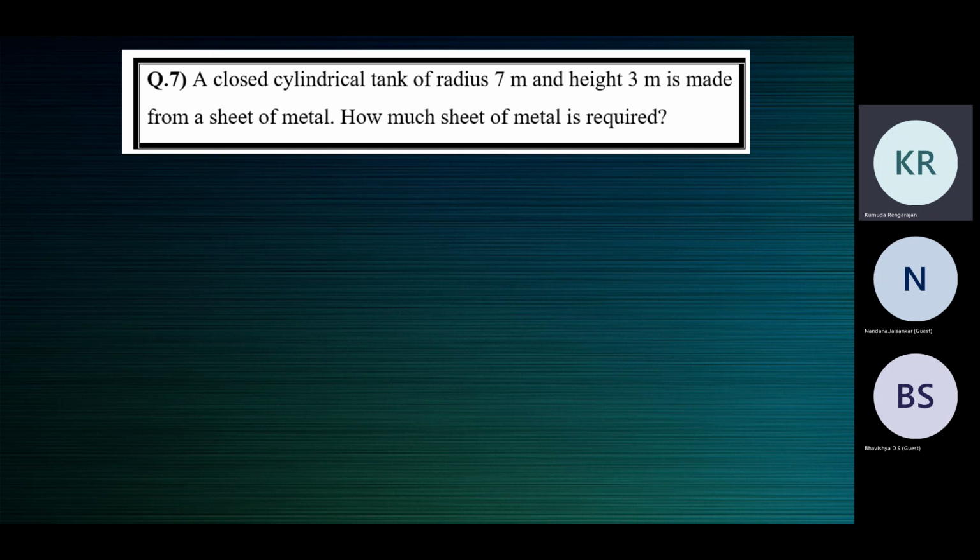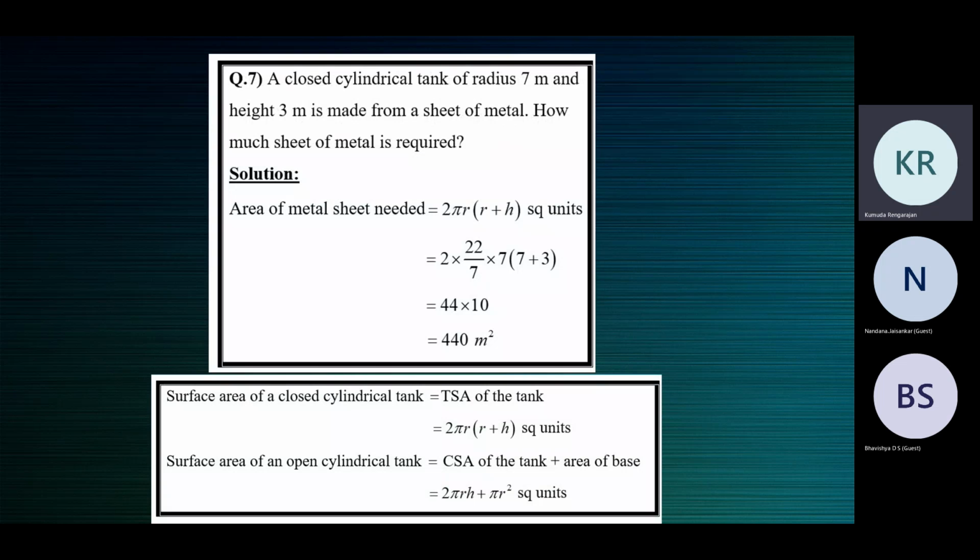The material, that is the metal, will be used to make the curved surface area. Metal will be used to make the bottom, the top, and the curved surface area. Everywhere metal is used. So see here, how much sheet of metal is required? One minute, children.